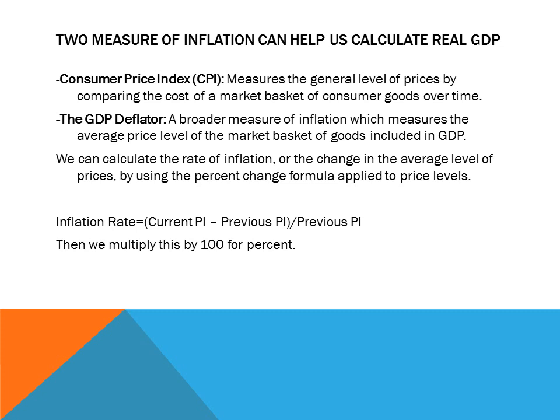We can calculate the rate of inflation, or the change in the average level of prices, by using the percent change formula applied to price levels. So the inflation rate is equal to the current price level minus the previous price level, and then we divide it by the previous price level. We then multiply what we get by 100 so that we can get it into percentage terms.